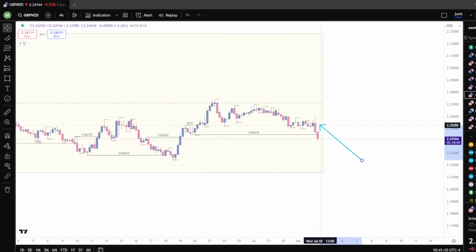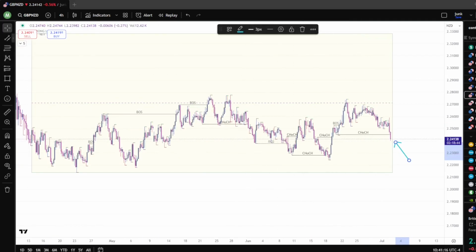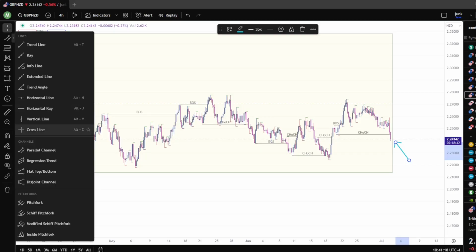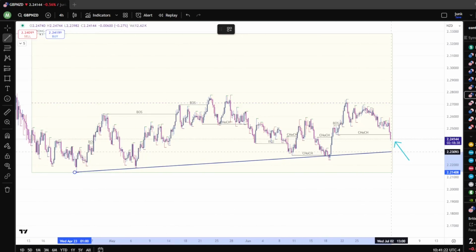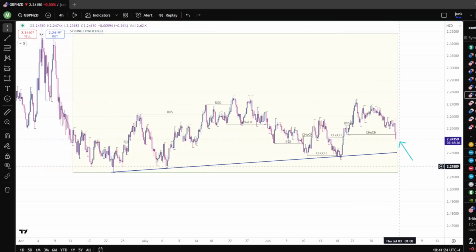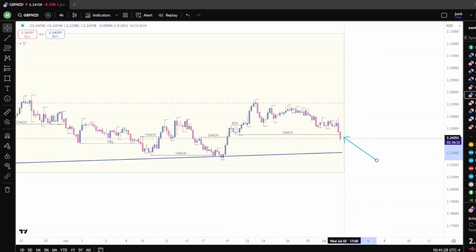Possibly wait for a pullback. And this is also on the trend line, this is the higher low. That would be a similar trend line to GBP AUD. So again, looking for a type of selling opportunity, possibly now, and just looking for the area of the trend line, but overall targeting the lows of the overall swing structure.